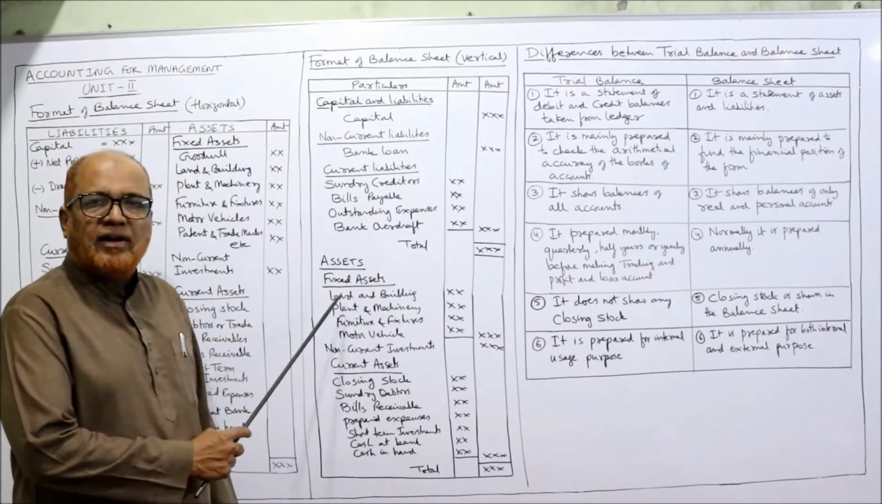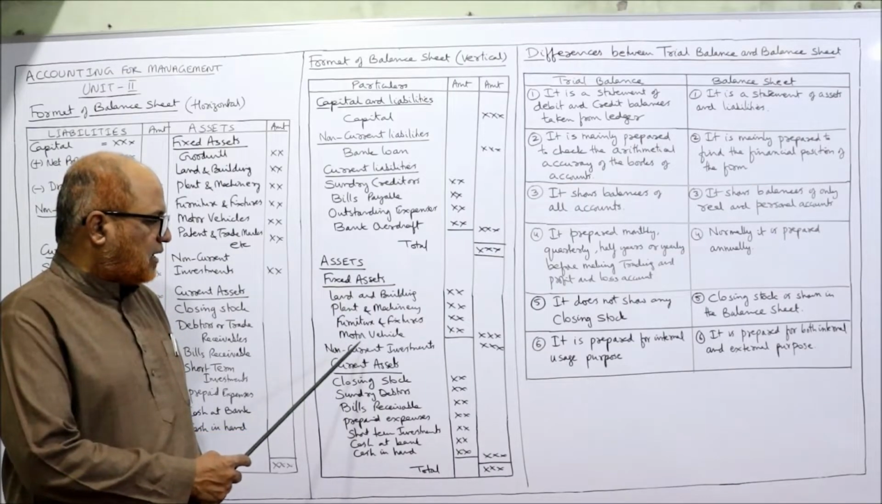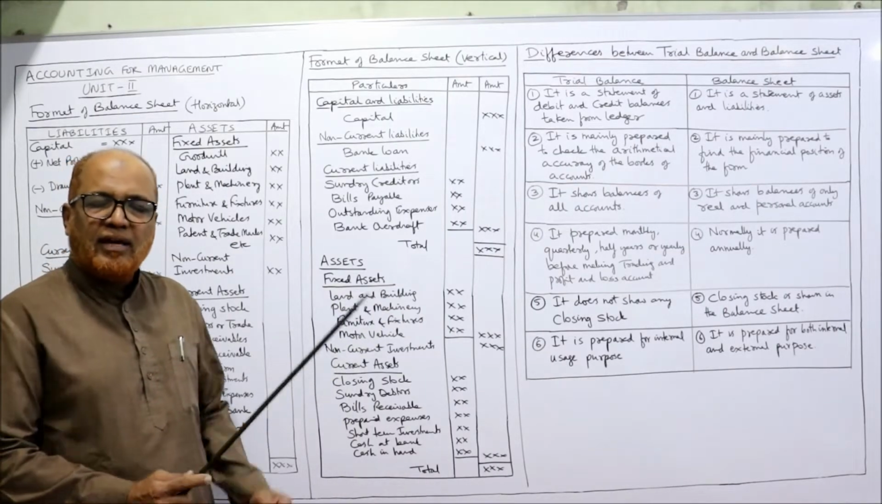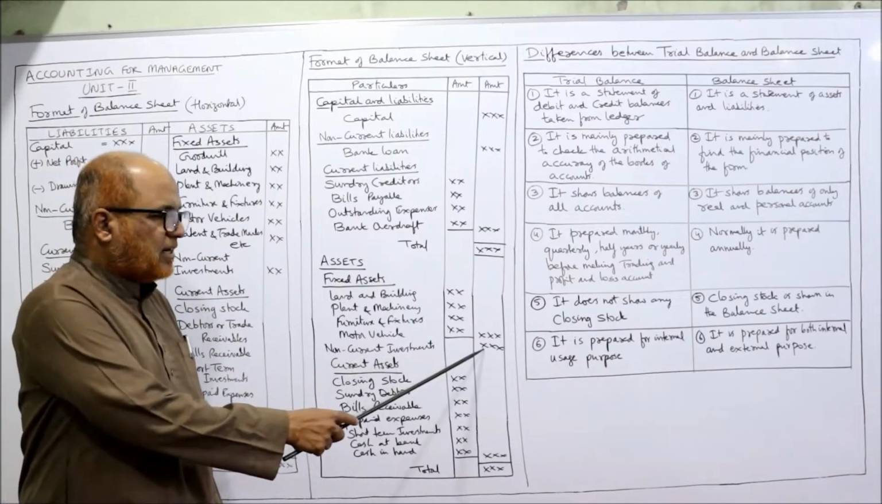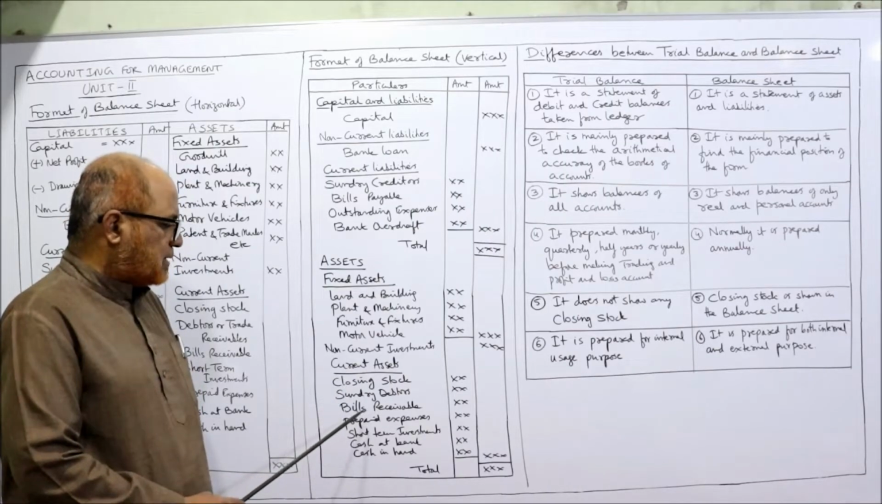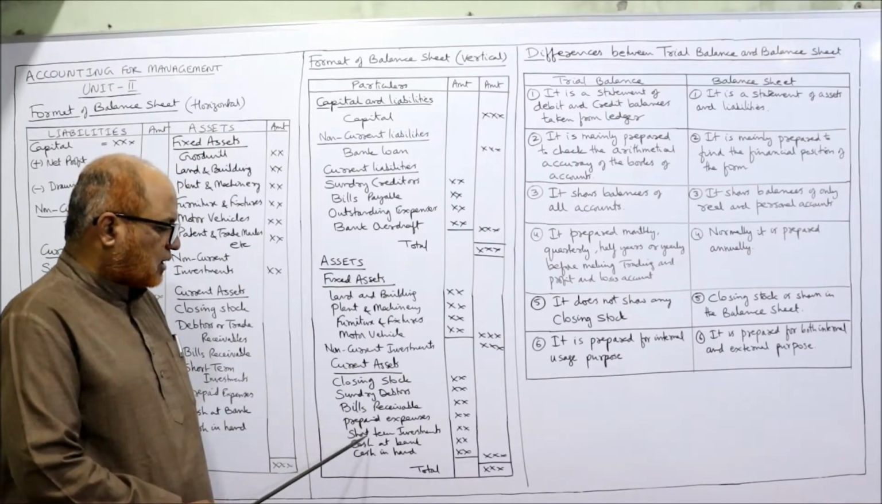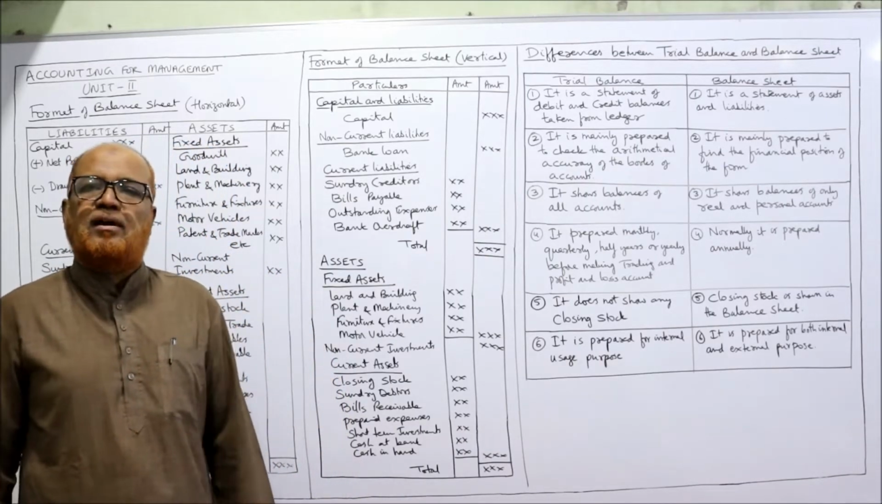So assets again divide into fixed assets, then land and building, plant and machinery, furniture, fixture, motor vehicle, etc. Any fixed asset will be taken under fixed assets. Non-current investment if it is there. Then current assets: closing stock, sundry debtors, bills payable, bills receivable, prepaid expense, short-term investment, cash at bank, cash in hand. These are a few examples of current assets.